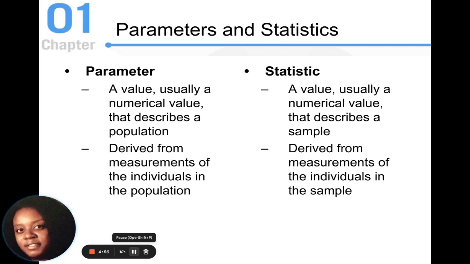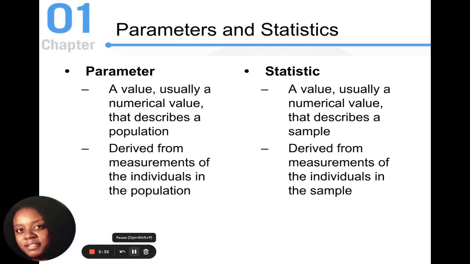Some other terms you need to know are a parameter and a statistic. A parameter is going to be a value, usually a numerical value, that describes the population. So remember, the population is everybody I'm trying to study. So we're going to have parameters or values for that population, and it's going to be derived from the measurements of the individuals in the population. So I'm going to get my parameters based on the numbers from my population.